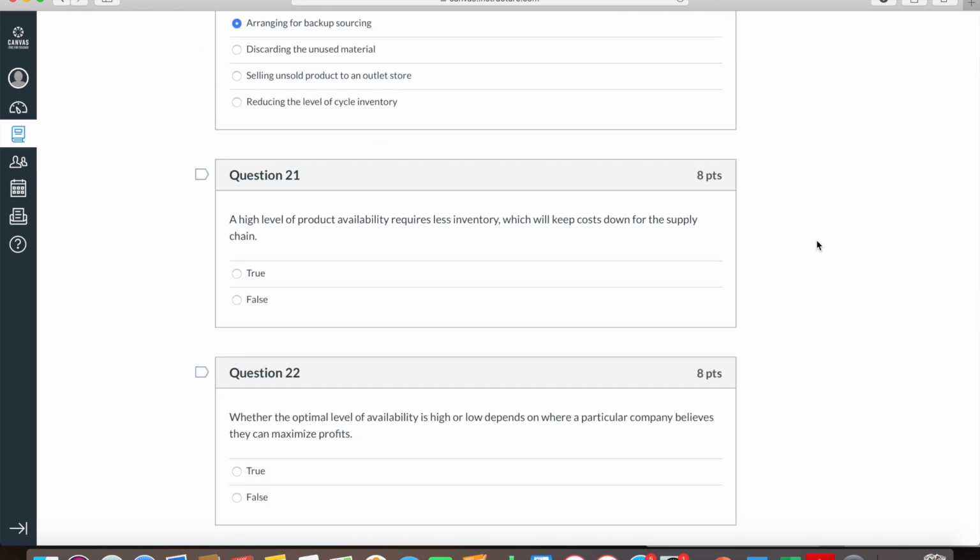A high level of product availability requires less inventory, which will keep costs down for the supply chain. That itself doesn't make sense, so that's false already. How can you have a high level of product availability and have less inventory? You can't have things more available, yet you don't have the things.